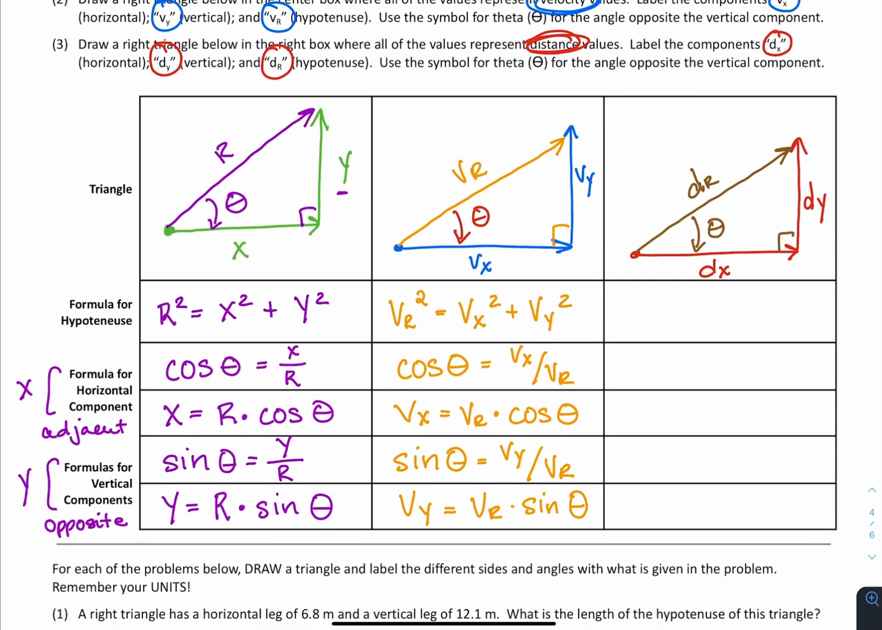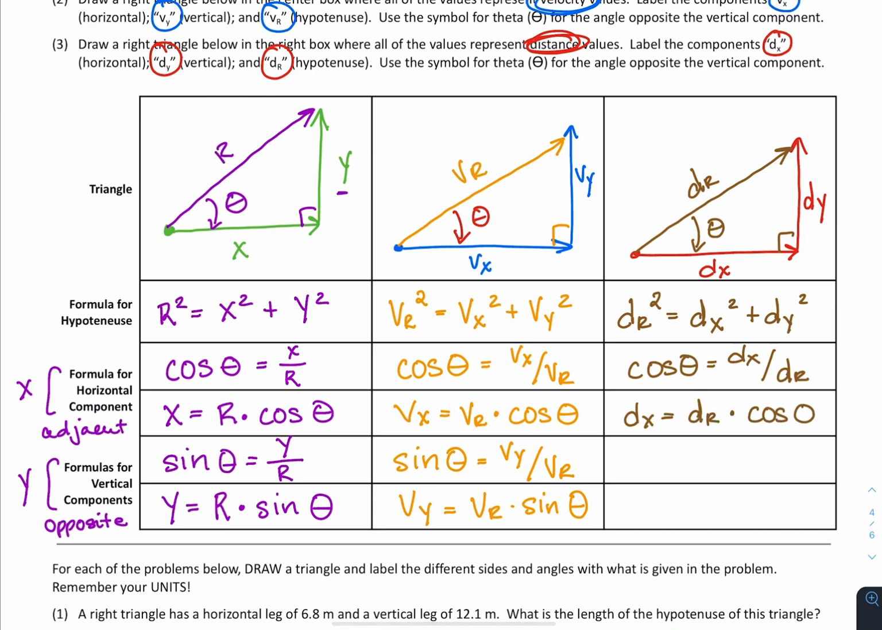All right, so again, if we know the components and we want to find dr, that value squared is going to be equal to the two components squared. So dx squared plus dy squared. If instead we know the hypotenuse and the angle and we're trying to find one of the components, if we start with our adjacent, we're going to have the cosine of our angle equals dx divided by dr, or rearranged, dx equals the resultant times the cosine of the angle.